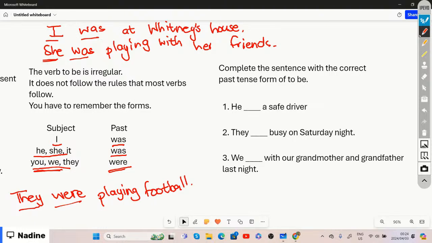So now we're going to complete the sentence with the correct past tense form of the verb. We're either going to use was or we're going to use were. It says he. Do we say he was a safe driver or do we say he were a safe driver? We need to choose the correct past tense verb with the subject he. Do we say he was or he were?